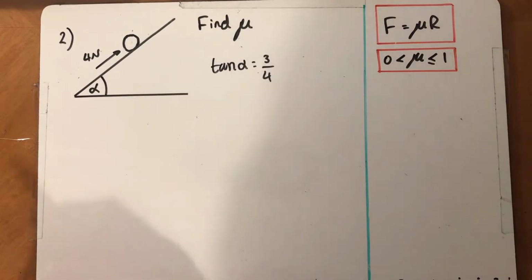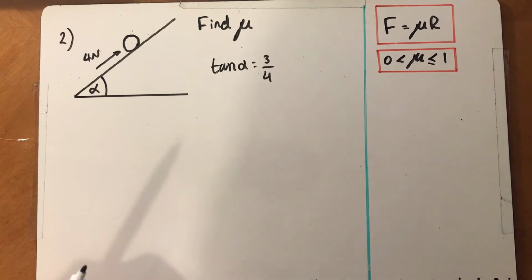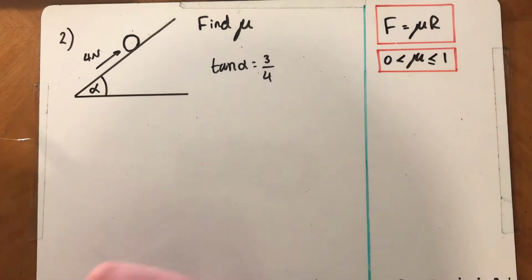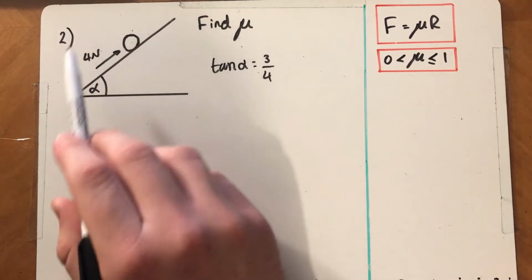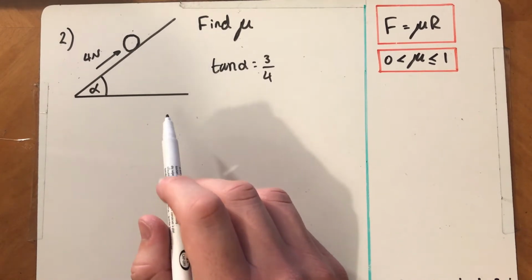Okay, so for this question, we've been asked to find mu, which is the coefficient of friction. So the first thing I would do, as with any other maths question, is to draw a nice big diagram. If you're in the exam, you can ask for extra paper, that's no problem. They'll just attach it to your answer booklet.